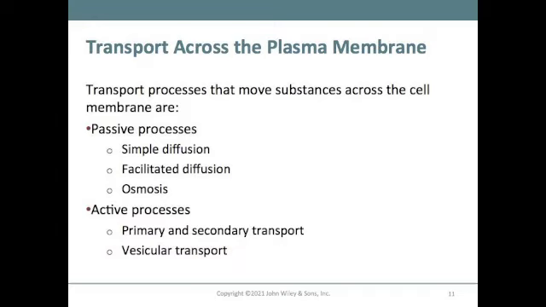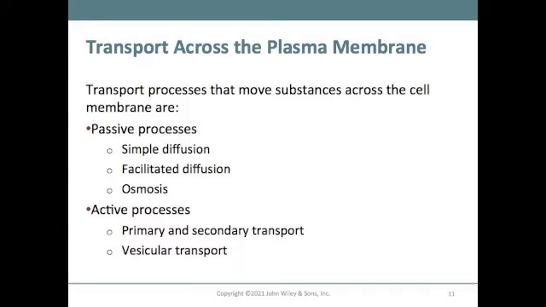In the active processes, cellular energy is used to drive the substance uphill or against its concentration or electrical gradients. The cellular energy used is usually in the form of ATP. An example is active transport.